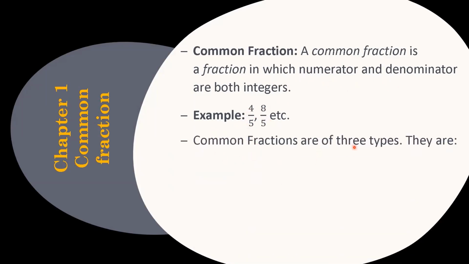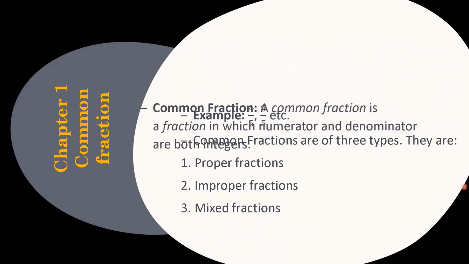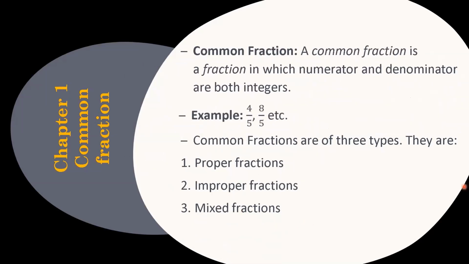Now, common fractions are of 3 types. They are proper fractions, improper fractions, and mixed fractions. So these are the 3 types of common fractions. My dear students, an example of a common fraction is 4 divided by 5, which means both numerator and denominator are integer values. Number 1 is proper fractions, number 2 is improper fractions, and number 3 is mixed fractions. Let us discuss these 3 fractions.